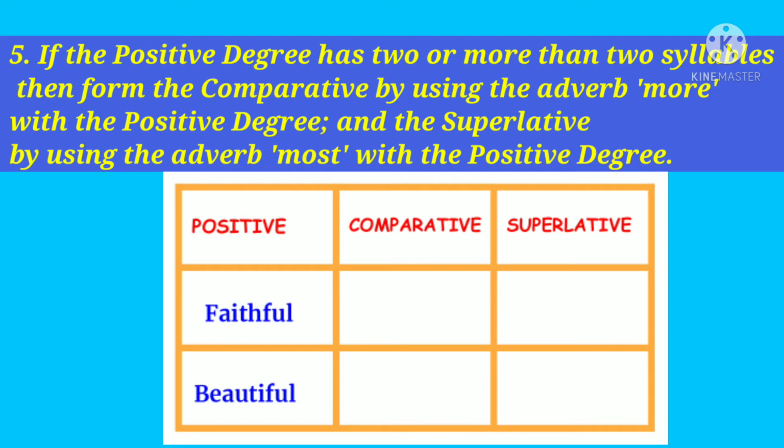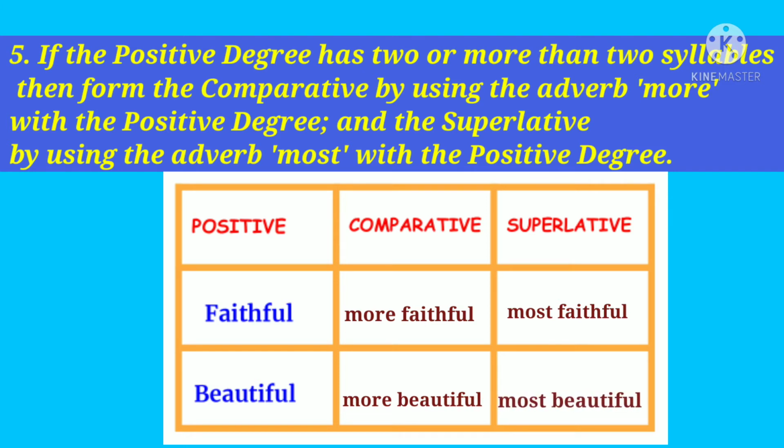Okay. So to form the comparative degree of the adjective faithful, we will add more before the positive degree, that is faithful. And to form the superlative degree of the adjective faithful, we will add the adverb most before the positive degree faithful. So the comparative degree of the adjective faithful will be more faithful and the superlative degree will be most faithful. Okay. In the same way, the comparative degree of the adjective beautiful will be more beautiful and the superlative degree will be most beautiful.